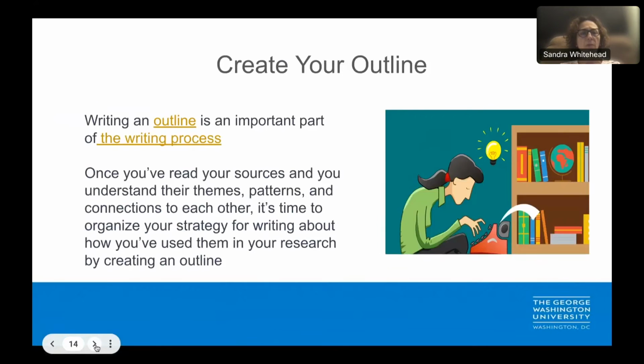Create your outline. Writing your outline is important. So thinking about the sources that you've read and the patterns and themes and their connections to each other, organize your strategy for writing and how you found them by creating an outline.